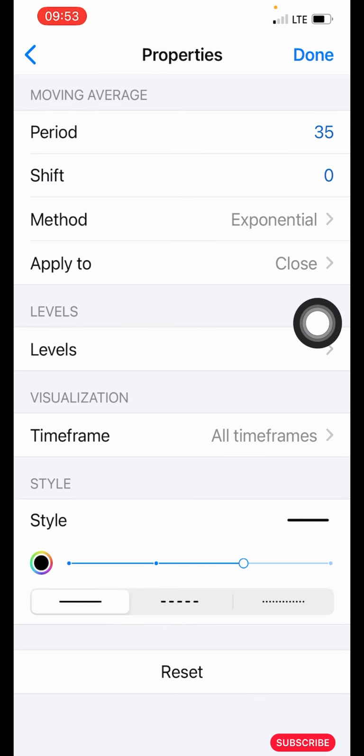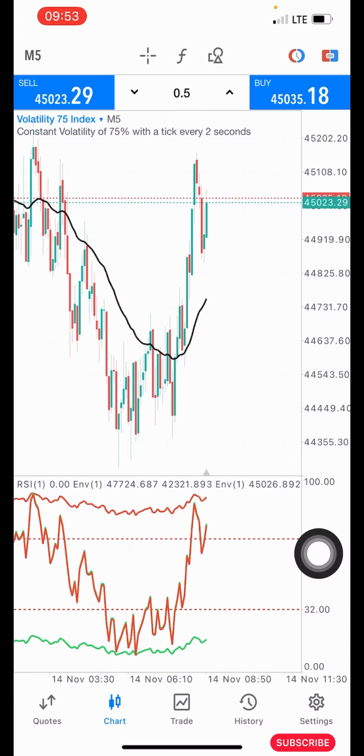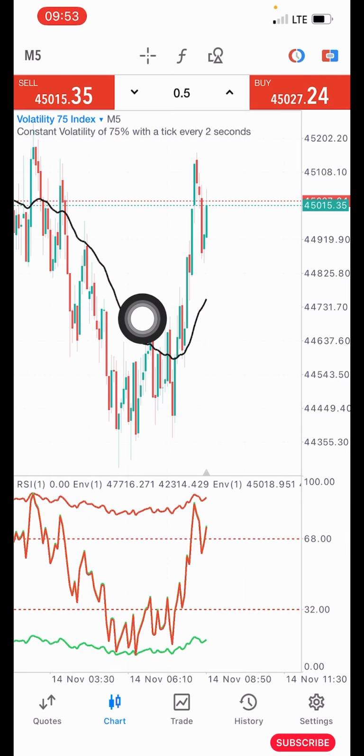The level, you leave it as it is. Time frame is all time frame. The style, you make it color black, 3 pixel, then you click on done. That's when you are going to have this black line here on your chart.